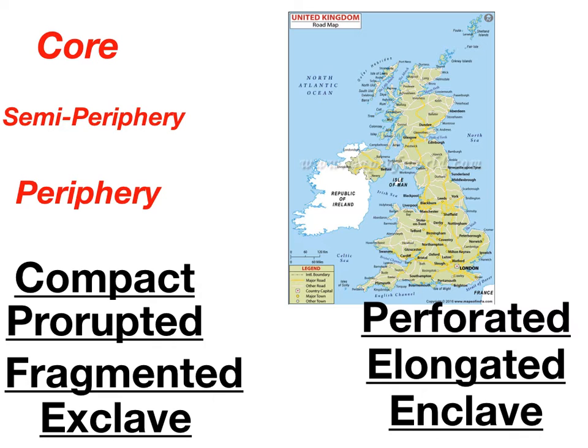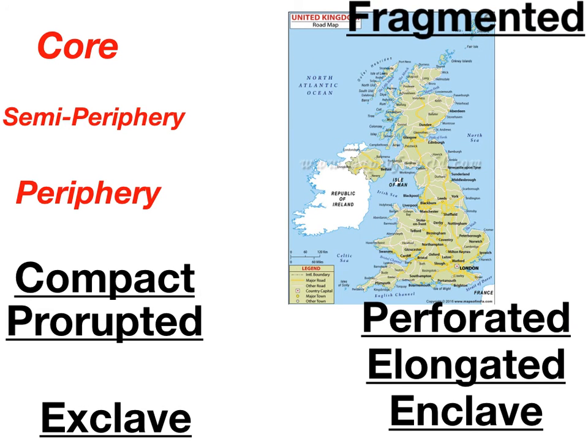Okay, now we're looking at United Kingdom. So United Kingdom is what type of state? Fragmented. So we can see in the north there are several islands, a few islands in the south as well. And we can also see that Northern Ireland, which is a part of the United Kingdom, is separated from United Kingdom and is not connected to the territory, making this a fragmented state.